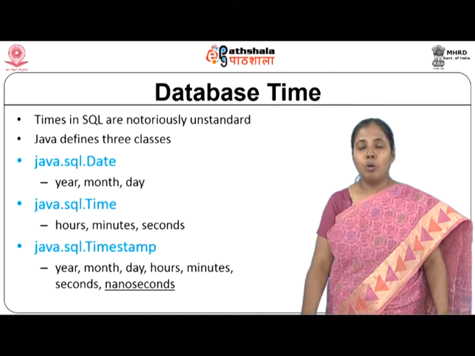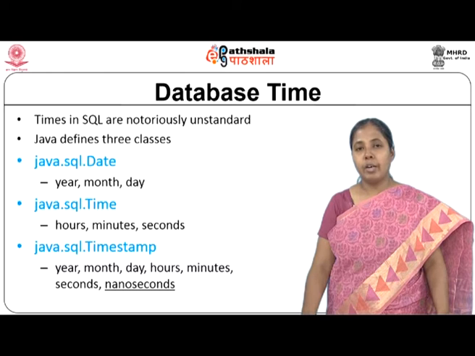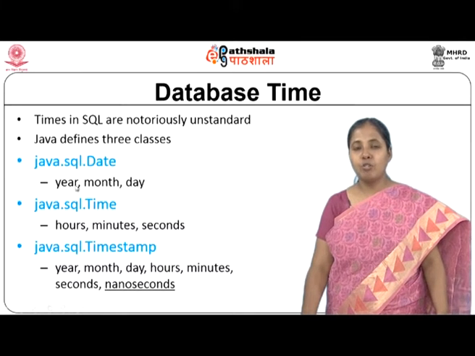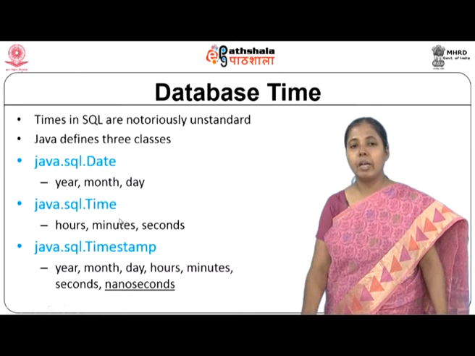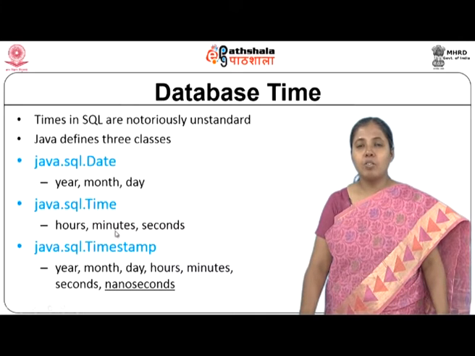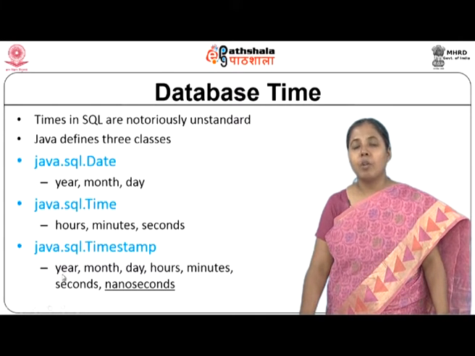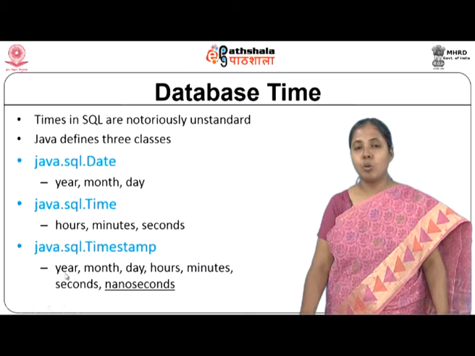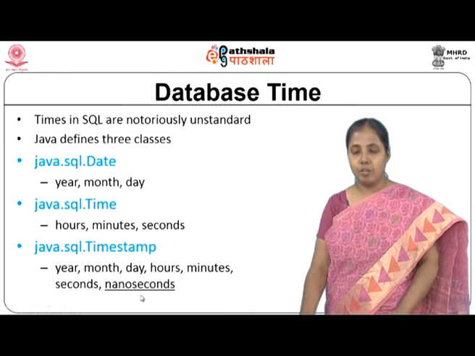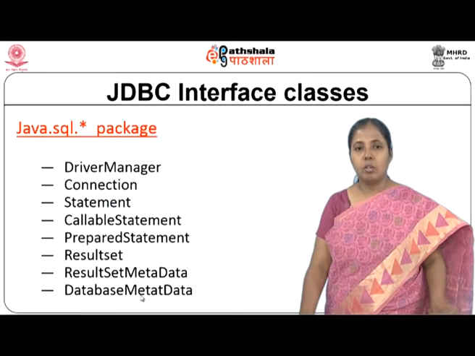In order to support time data types in SQL, we have 3 classes. As I told you, you have the classes Date, Time, and Timestamp. Date is for representing year, month and day, and Time is for hours, minutes and seconds. Timestamp is what we normally prefer to use, where you can have your data stored as year, month, day, hours, minutes, seconds and then nanoseconds, which is optional.